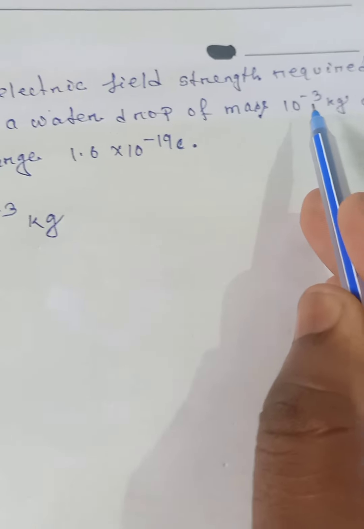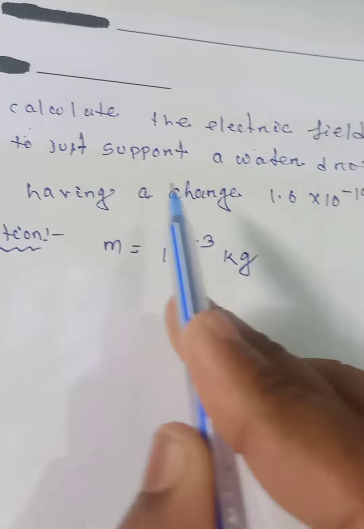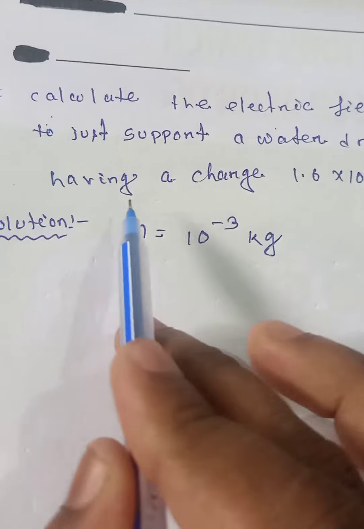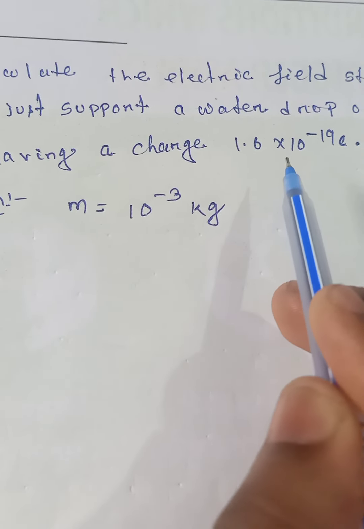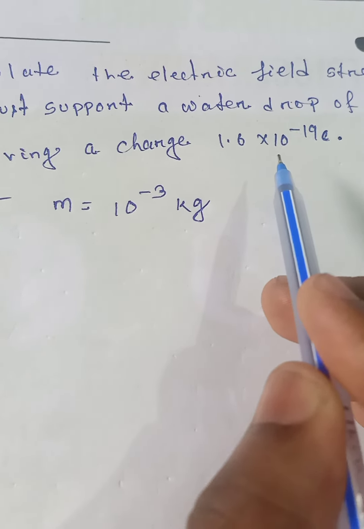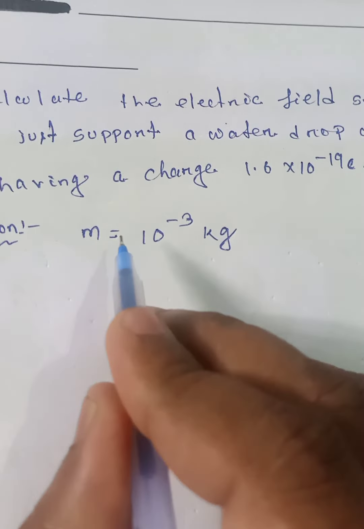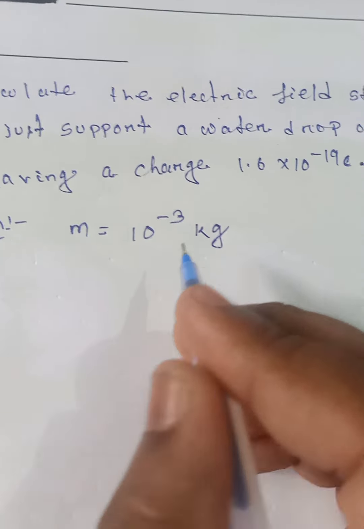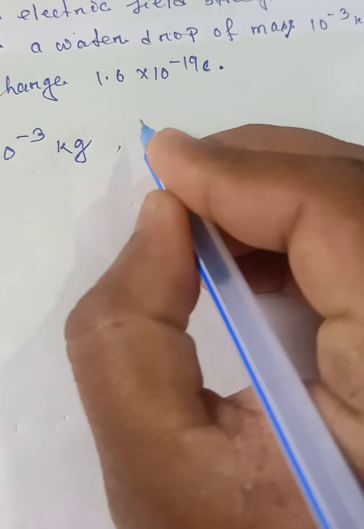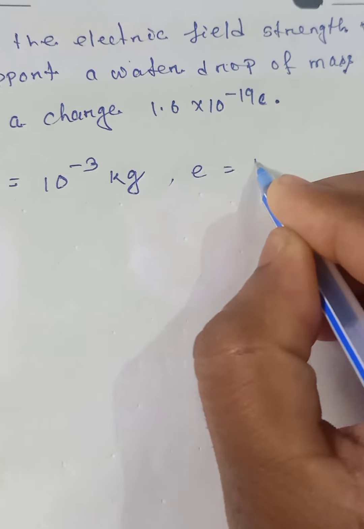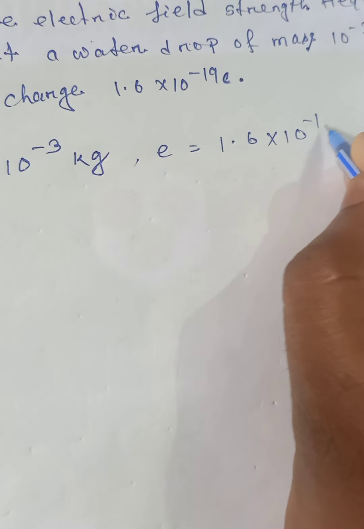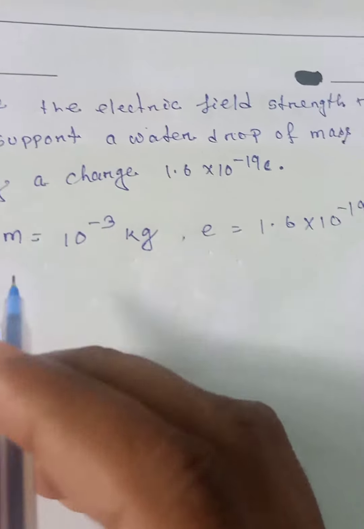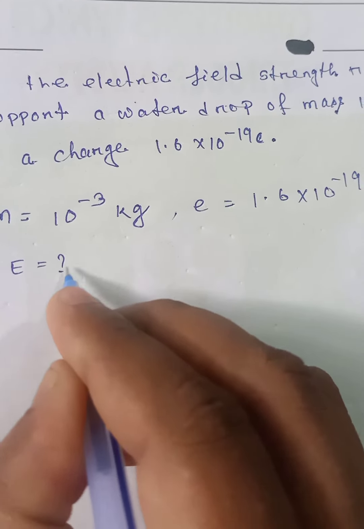Calculate the electric field strength required to just support a water drop of mass 10 to the power minus 3 kg and having a charge of 1.6 into 10 to the power minus 19 coulomb. The mass of water is 10 to the power minus 3 kg, and the charge is 1.6 into 10 to the power minus 19 coulomb. We have to find the electric field, E.